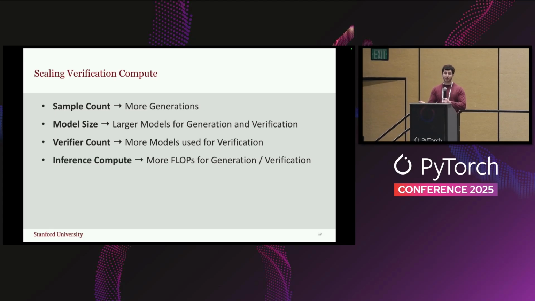And so there are a few different aspects for how we can actually scale verification compute. One is simply more generations. So this has been explored in all sorts of different papers focused on best of n sampling or majority sampling. But you can also increase the model size for the actual models being used for generation and the actual models being used for verification. You can increase the number of verifiers that you'd like to use, so that instead of relying on a single good one, you could rely on a bunch of worse ones or a bunch of good ones as well.